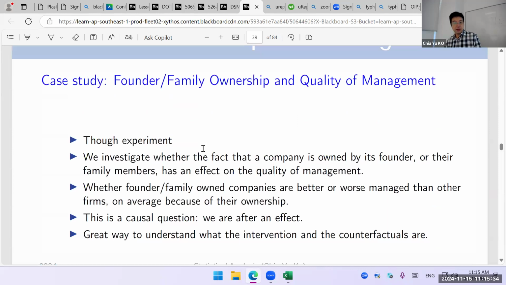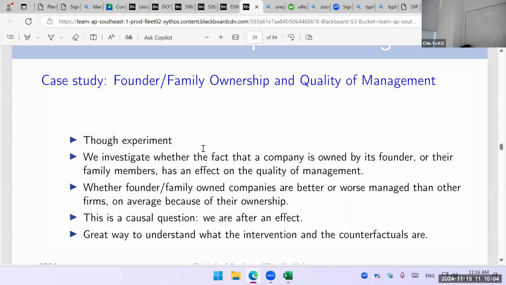Let me stop with this causal map here, and let me give you a few minutes more. So here is the example we want to look at. It is a corporate finance study on whether a company owned by the founder or the family is going to be managed better or worse.